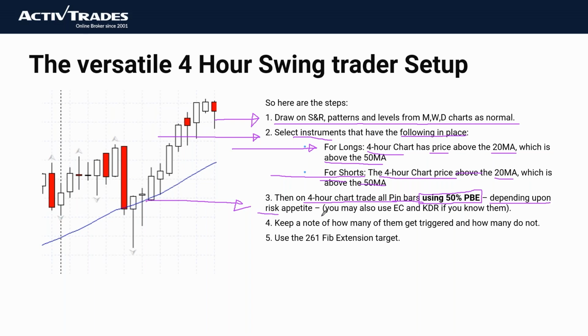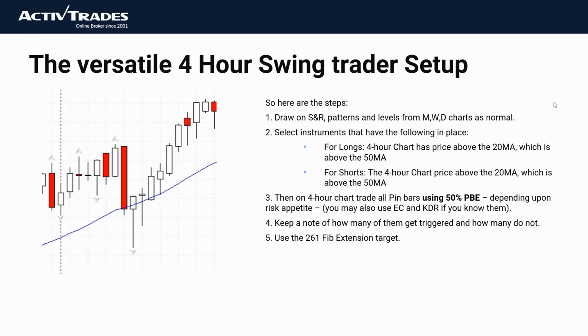And if you have a bit of experience of price action candlesticks, you could also utilize engulfing candles and key reversals if you know them. But I just wanted to give you something very, very simple that traders can work with. Keep a note of how many of them get triggered and how many do not. We can also use the 261 fib extension as our main target, and I'll show that on the charts in a moment. So let's talk about some of the specific details of that.